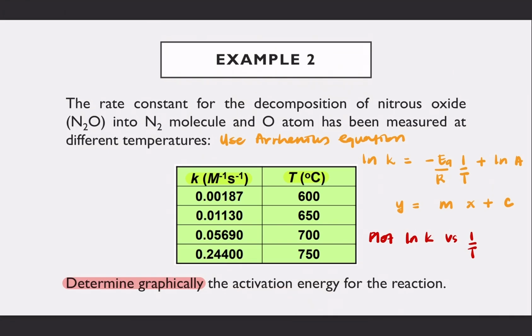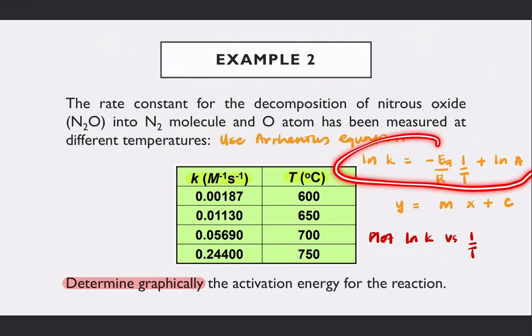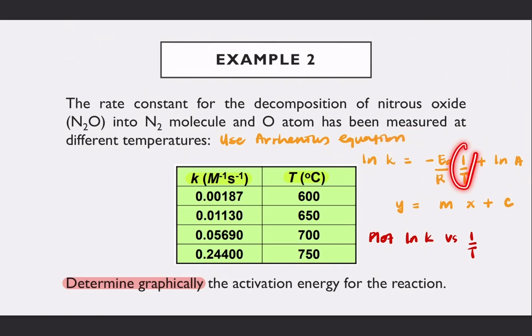So for this one, you are not going to use k equals e to the power of negative EA over RT, but you will use the one that is already logged on both sides, which is ln k equals negative EA over R times 1 over T. You take it out so that you can fit it to y equals mx plus c. So your y-axis will be ln k, your x-axis will be 1 over T. So basically you have to change this.